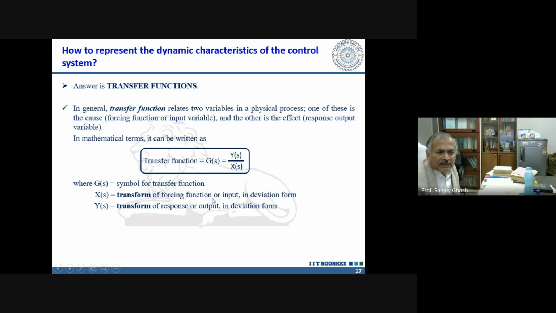Right. So x is the input in deviation form. That means x minus xs, where xs is the steady state value. Whatever difference is there, that is the deviation value. That deviation value is given as the input, right? Similarly, y is also in deviation form. So both are in deviation form basically. Y is the output, x is the input, and the ratio of output to input is basically the transfer function. If you can find out this function, then the control loop is done.